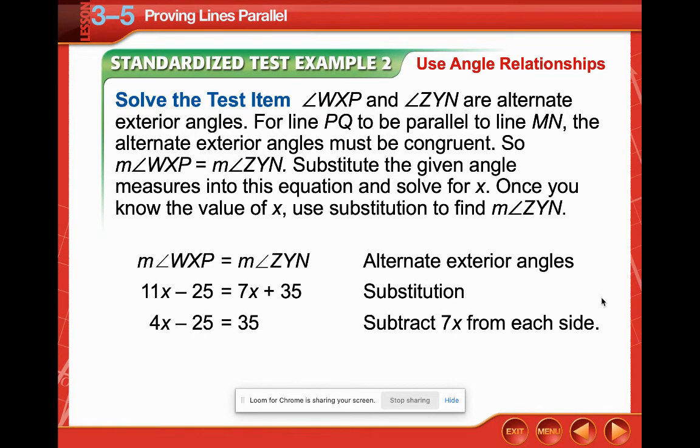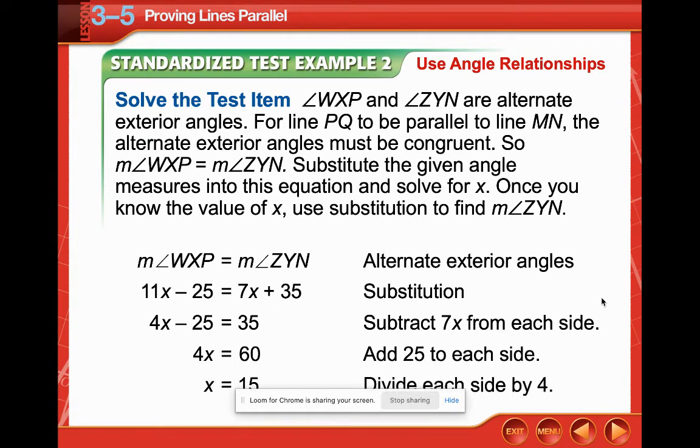Subtract 7x from both sides. You get 4x minus 25 equals 35. Add 25 to both sides. 4x equals 60. We need to divide by 4 on both sides. X equals 15.